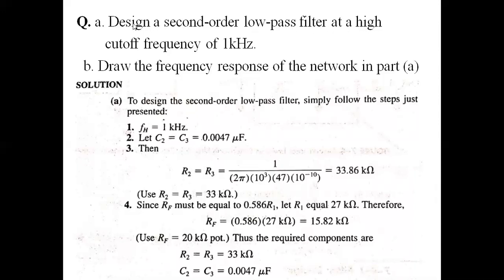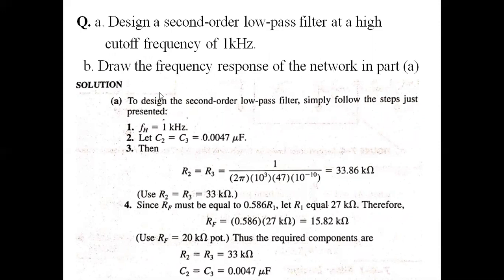Okay, we have just calculated the values for the first order filter. Now design a second order low pass filter at a high cutoff frequency of, once again, 1 kilohertz, and once again draw the frequency response of the network for the above specification only.